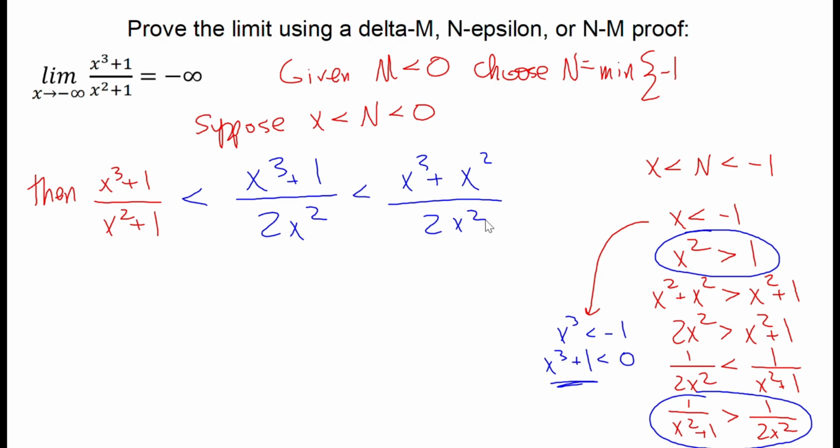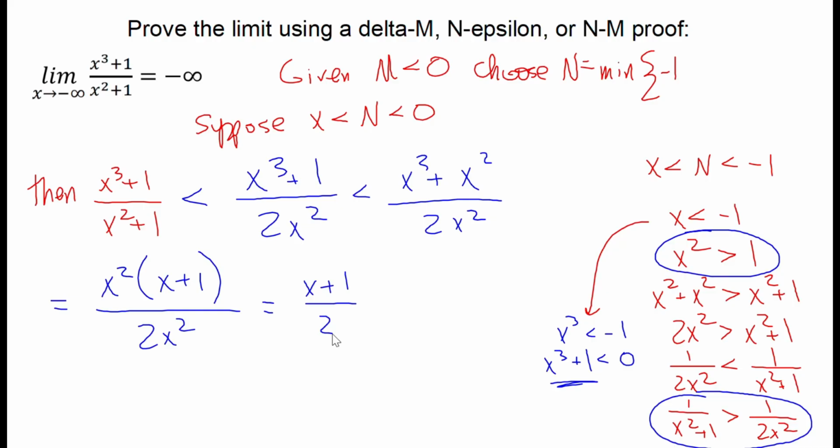squared. And the reason for doing that is to factor out the x squared from the numerator so that it'll cancel with the x squared that's in the denominator. And so I can do that cancellation and just say this is the same as x plus 1 over 2. Well, if x is less than n, then x plus 1 over 2 should be less than n plus 1 over 2. And so now I can just call that my m.